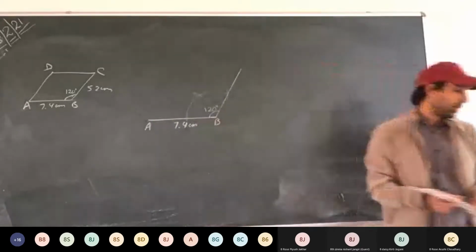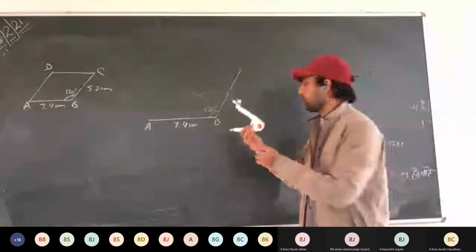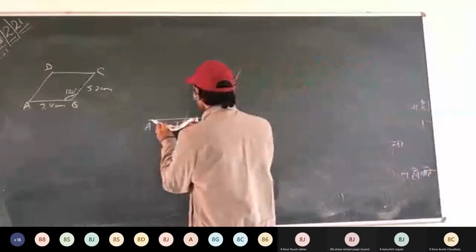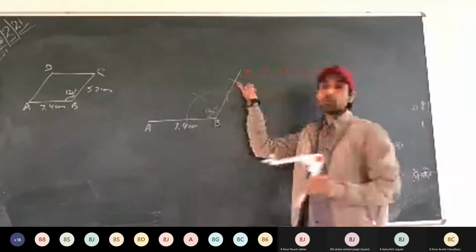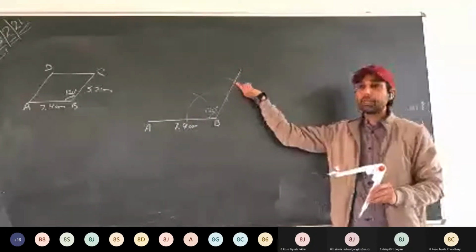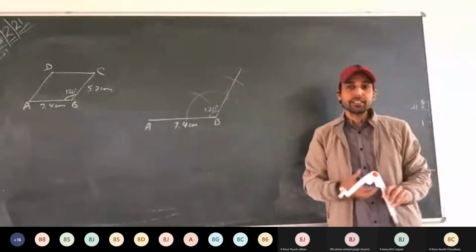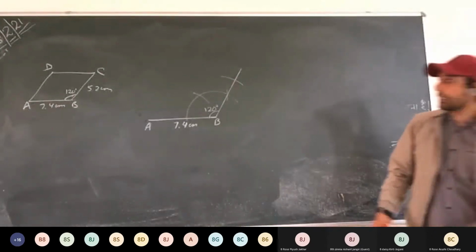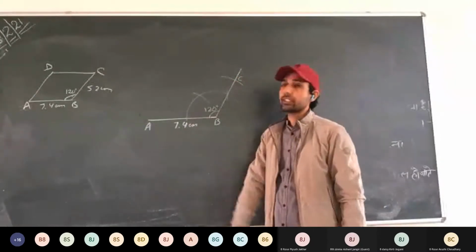BC is how much? 5.2. So take radius of 5.2 and make an arc. So this point, the meeting point of this arc and line, is which point? It's the C vertex. Here we have C. Now we have to do the D.